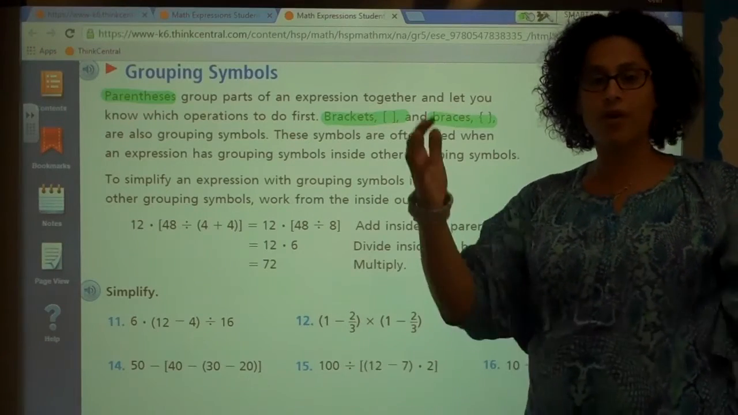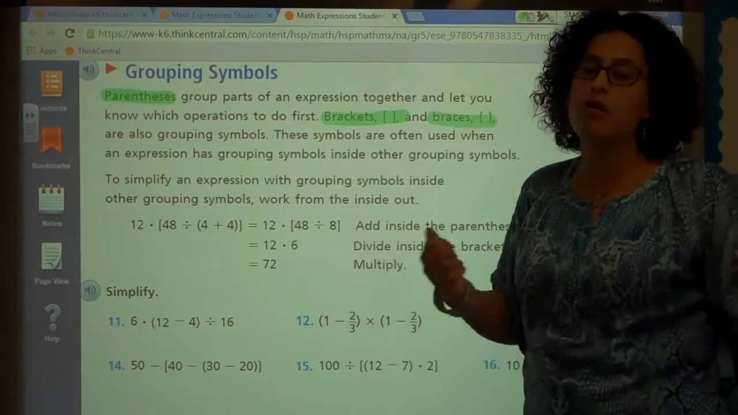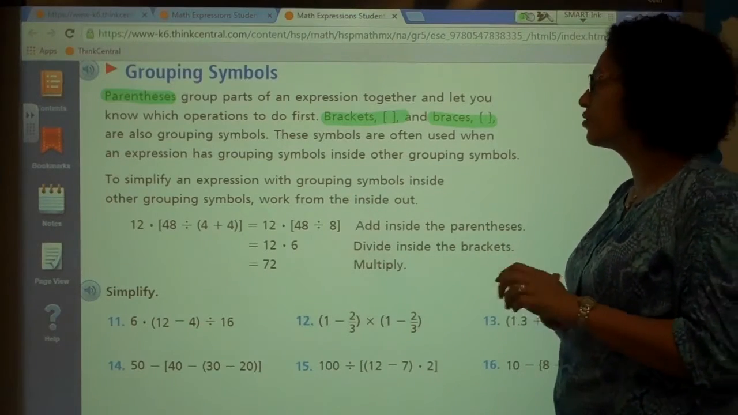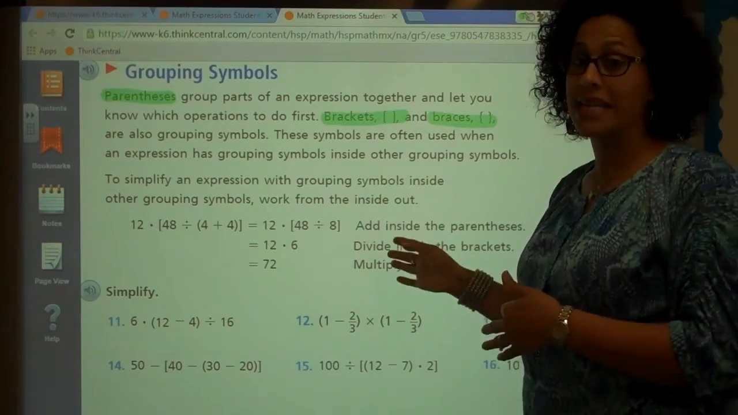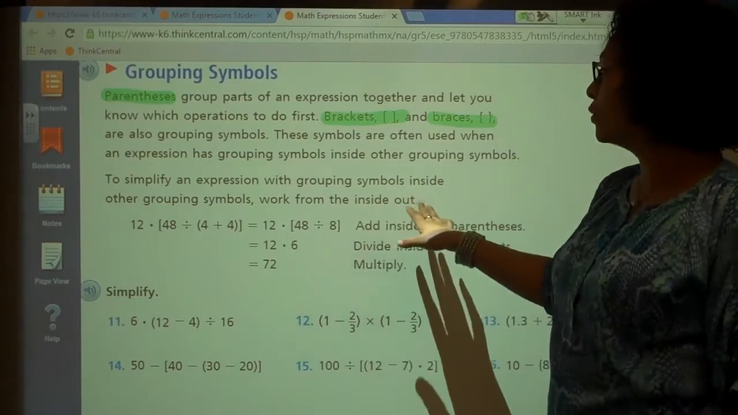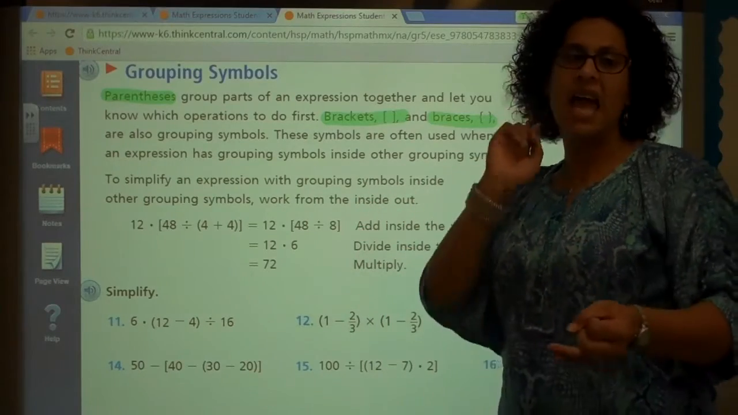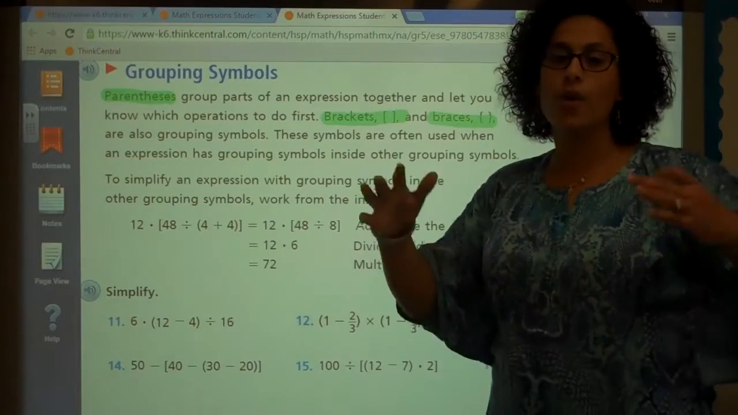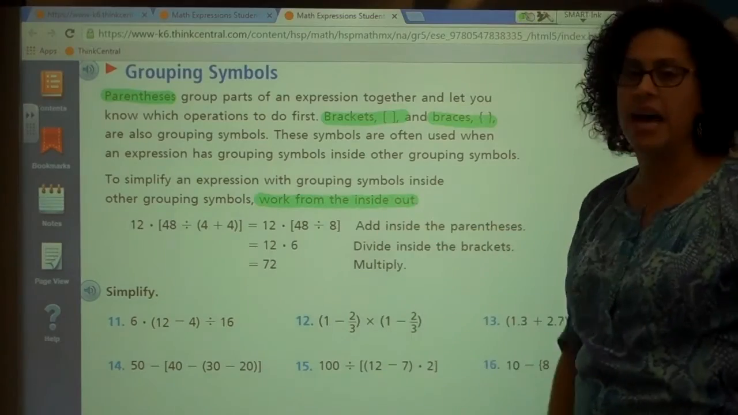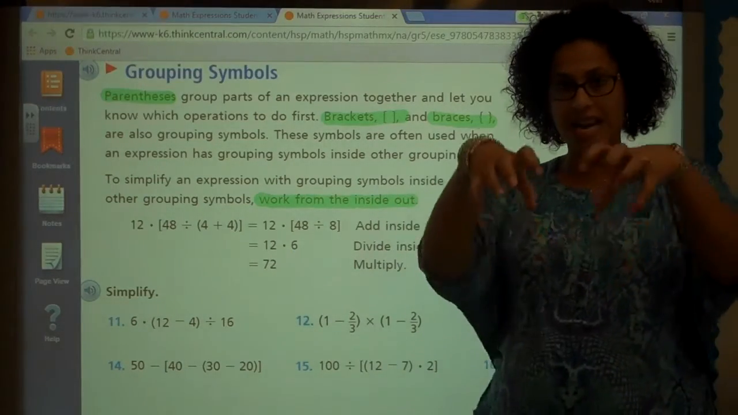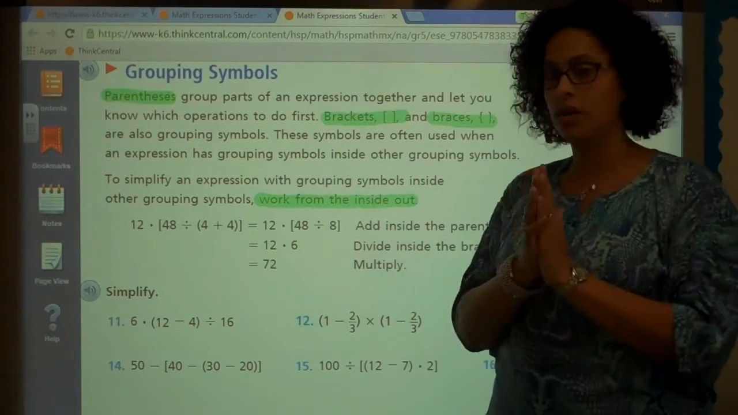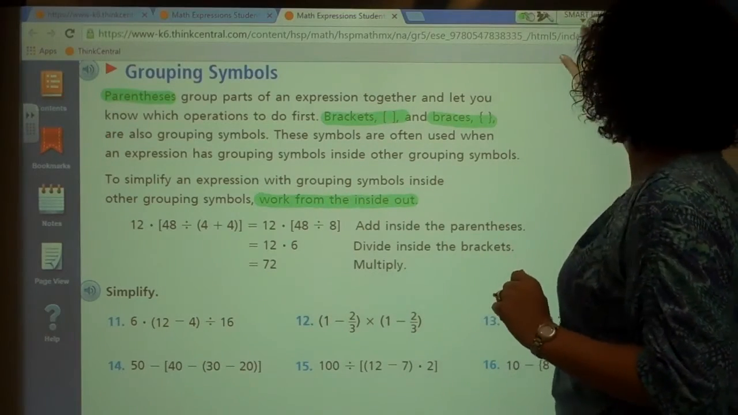Oh my gosh, well if we have all these grouping symbols, how do we know what to do first? I'll tell you. It says these symbols are often used when an expression has grouping symbols inside. And we'll look at an example, because I know you're probably like, oh my gosh, I don't know. To simplify an expression with grouping symbols, so if we're using parentheses, and brackets, and braces, what do we do first? Simple. We work from the inside out. So we start inside, whatever's on the most inside, and we start pulling everything out. So let's look at the example here for us.